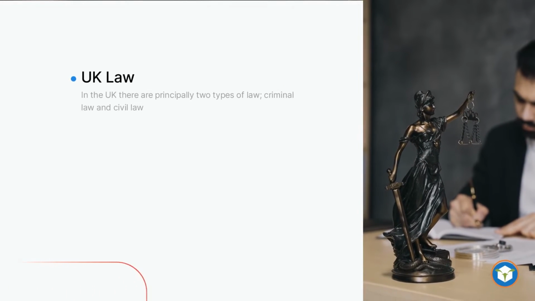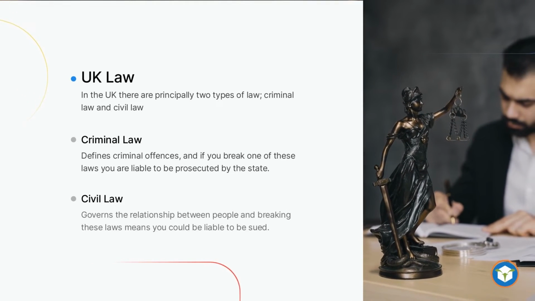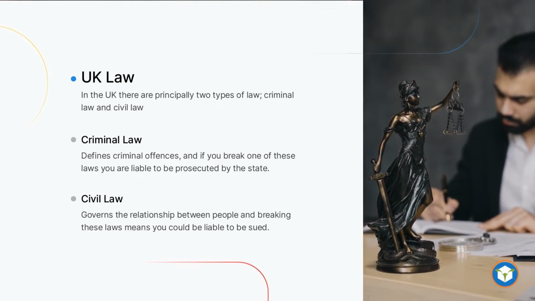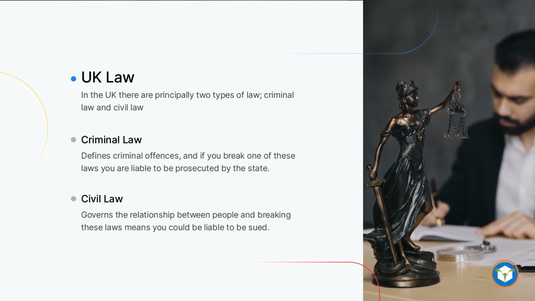Here in the UK, there are principally two types of law: criminal law and civil law. Criminal law defines criminal offenses, and if you break one of these laws, you can be prosecuted by the state. Civil law, on the other hand, governs the relationship between people, and if you break one of these laws, you could be sued by anyone who claims to have suffered a loss.